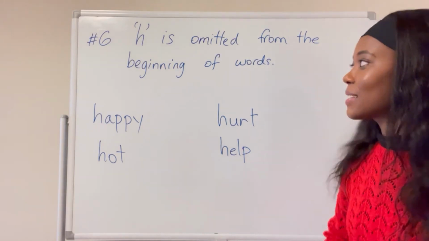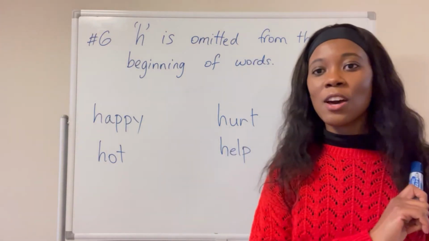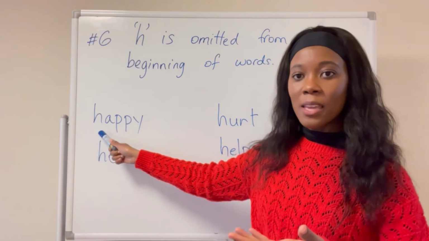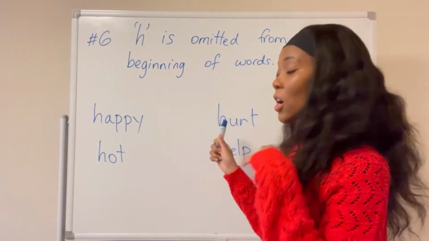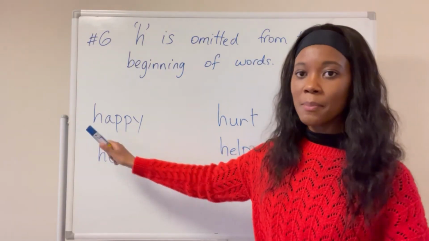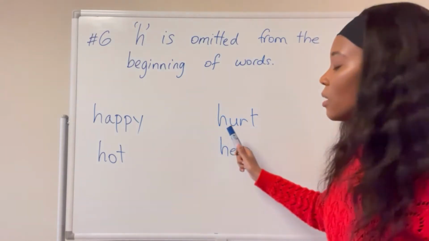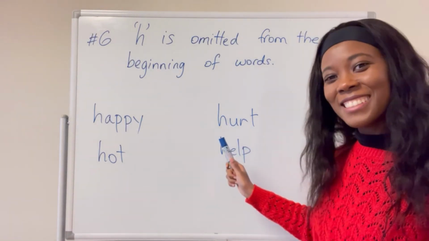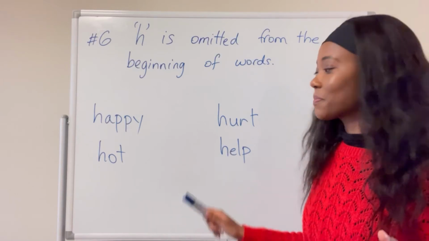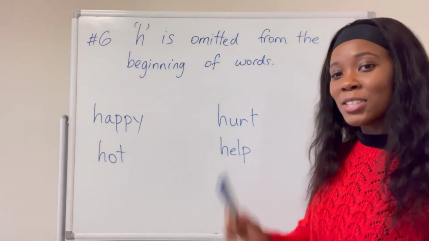Number 6. The H is omitted from the beginning of words. The H sound. For example, we have happy, hot, hurt, help. In Jamaican Patois, happy becomes appy. Hot, hurt, hot. Made a hurt. My head hurts. Made a hot me. At. Out. At. Hurt becomes at.